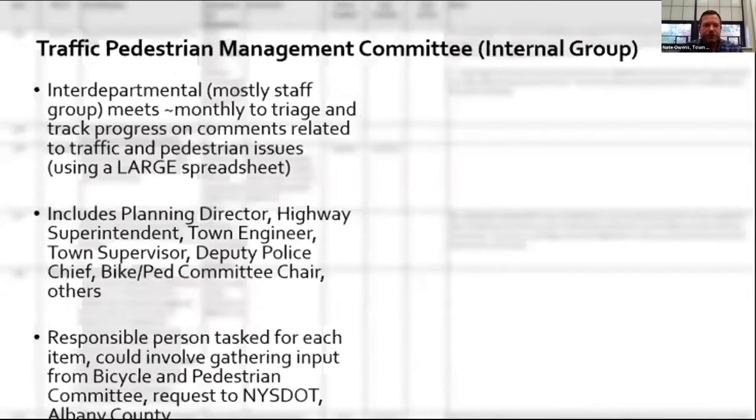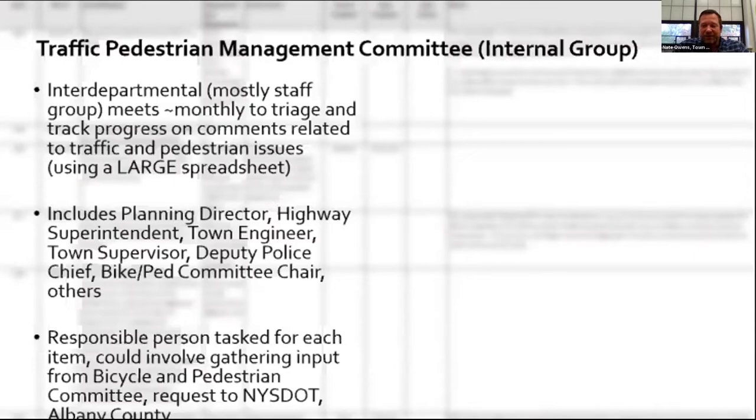So I'm going to start off with the first important team, our Traffic Pedestrian Management Committee. This is an interdepartmental staff committee made up of planning staff, including the planning director, myself, the highway superintendent, the town supervisor, town engineer, deputy police chief, the bike and pedestrian committee chair, and then others. And this group really triages traffic and pedestrian related comments that come into various town staff. And then we track the next steps on these items, do research or look into what's needed to resolve that comment, if that's possible, and then follow up with the resident or business person who submitted the comment.